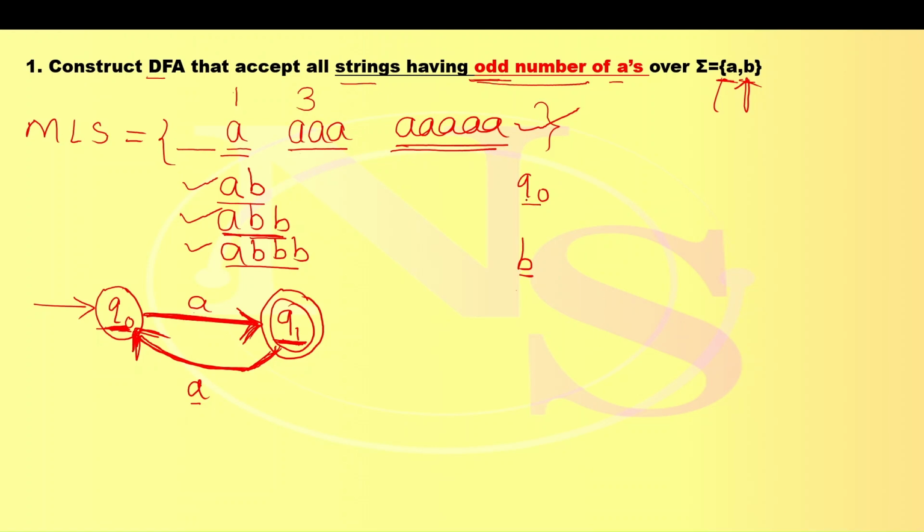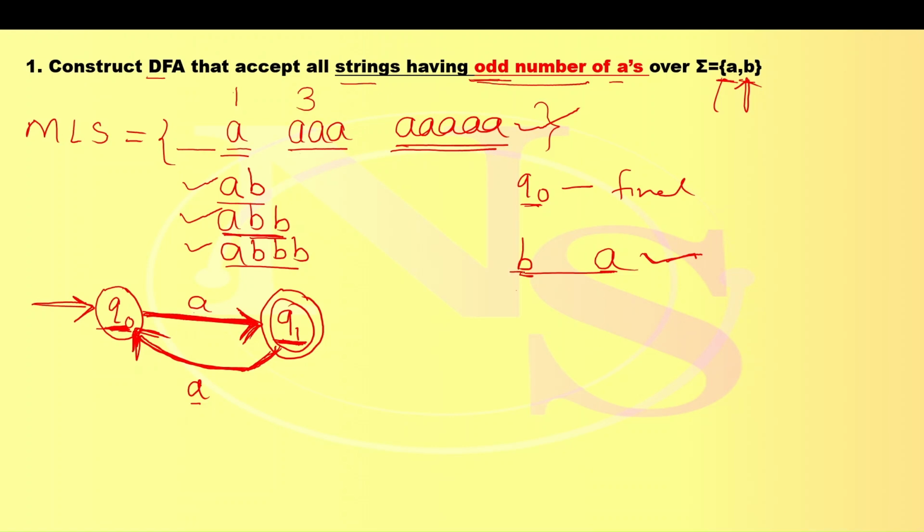First question, how to reach Q0 from the starting state? Q0 itself is the starting state, so okay. Second question, how to reach the final state from Q0? From Q0 to reach the final state, I need to read the symbol A. Write it down. Now ask yourself, is BA a valid string? Yes, the number of A is 1, which is odd, so this is a valid string.